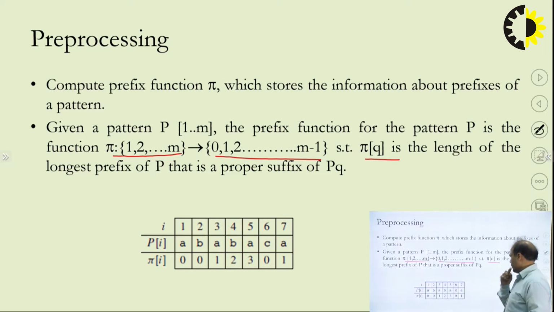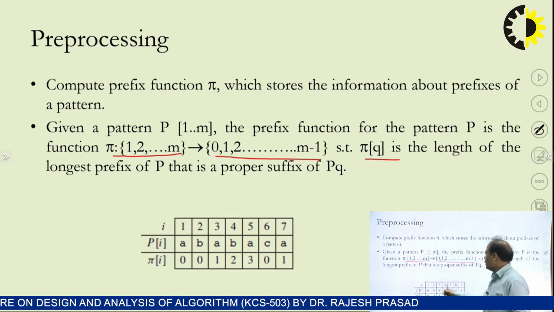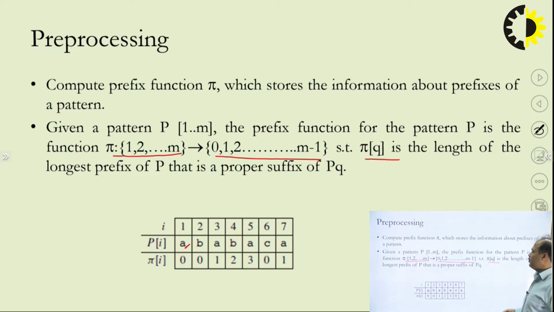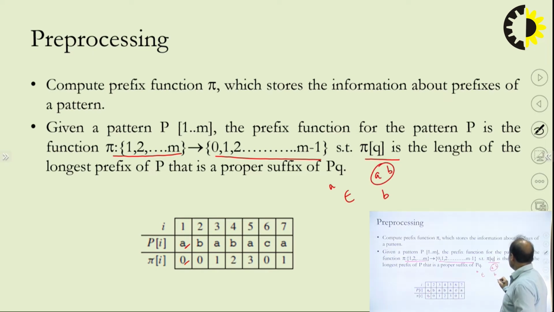So look at here. Suppose this is the pattern. If you are talking about pi 1, P1 is A, its proper suffix is epsilon, the null string. Proper suffix of A is the null string, so its length is 0. So there is no problem. If you talk about P2, up to AB, what are its proper suffixes? The proper suffixes are B and epsilon. B is not a prefix of this pattern, so only epsilon is a prefix of this pattern, right?